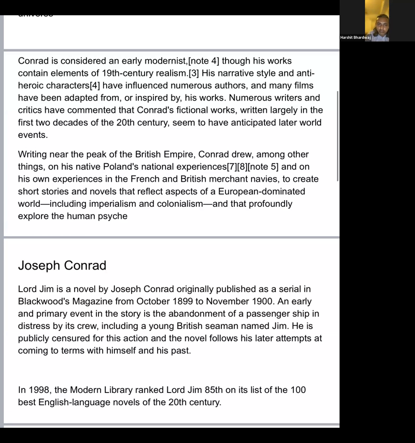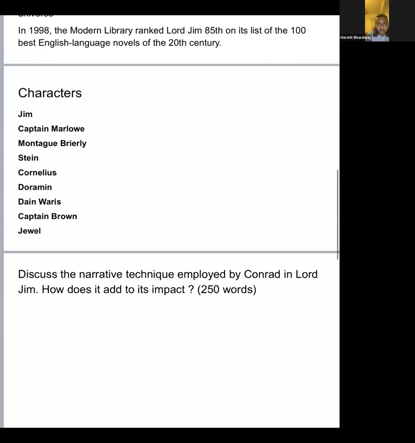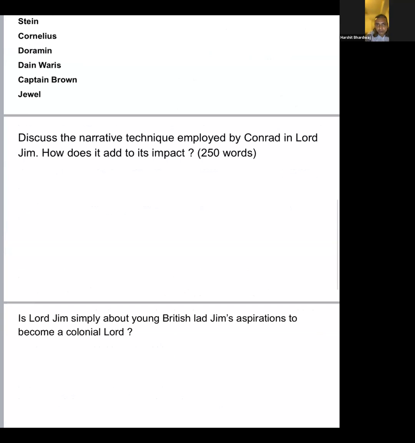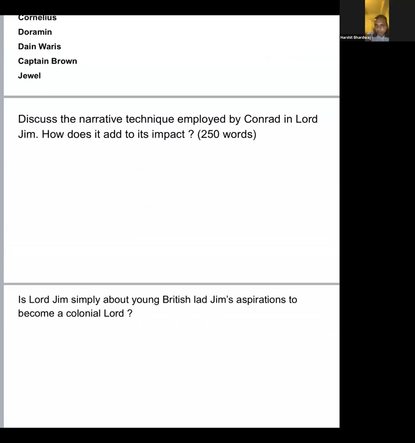Let's quickly go through this presentation. We have characters: Jim, Captain Marlowe, Montague Bradley, Stein, Cornelius, Doramin, Dain Waris, Captain Brown, and Jewel. These are some of the most important concepts. All your preparation on Lord Jim should be around these concepts. Narrative technique employed by Conrad, and we'll talk about it.